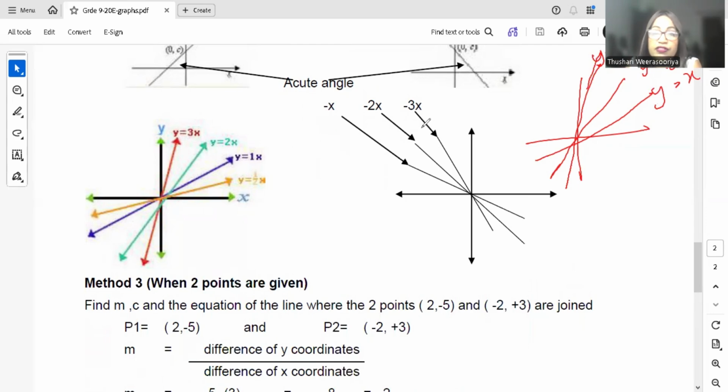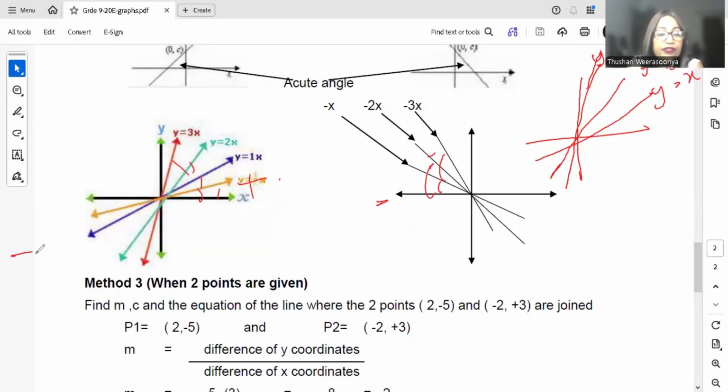Right? Okay. Now this is an acute angle. All the angles that make an acute angle with the positive side are positive gradients. These angles that make an acute angle with the negative side are negative gradients. Right? I have given these two just to give you extra knowledge about the gradient. Right. We'll go to method 2.